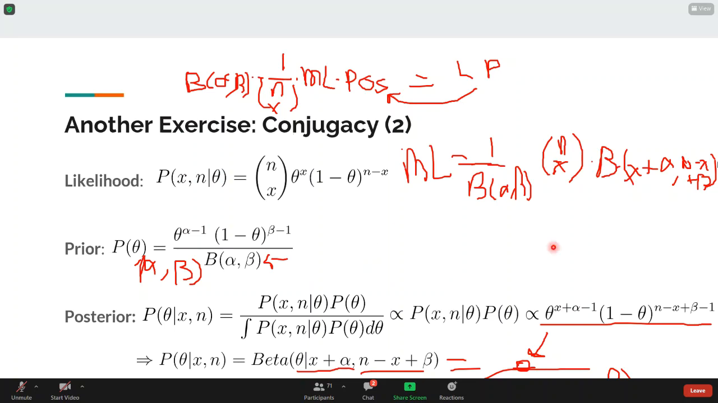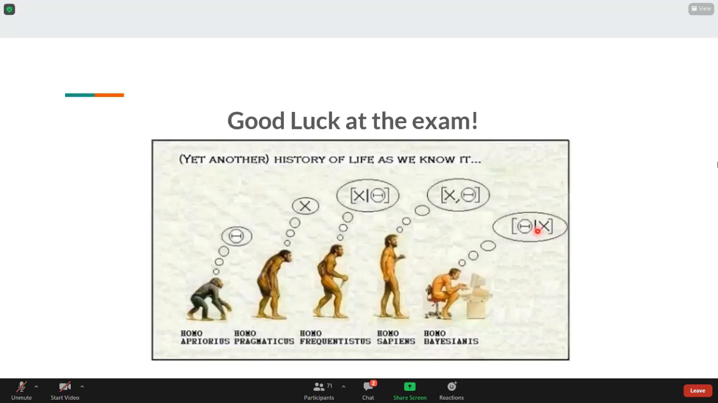Where is my final slide? Yeah, here is the final slide. So please laugh at our Florian's joke. No, I just took it from Max's meme collection.